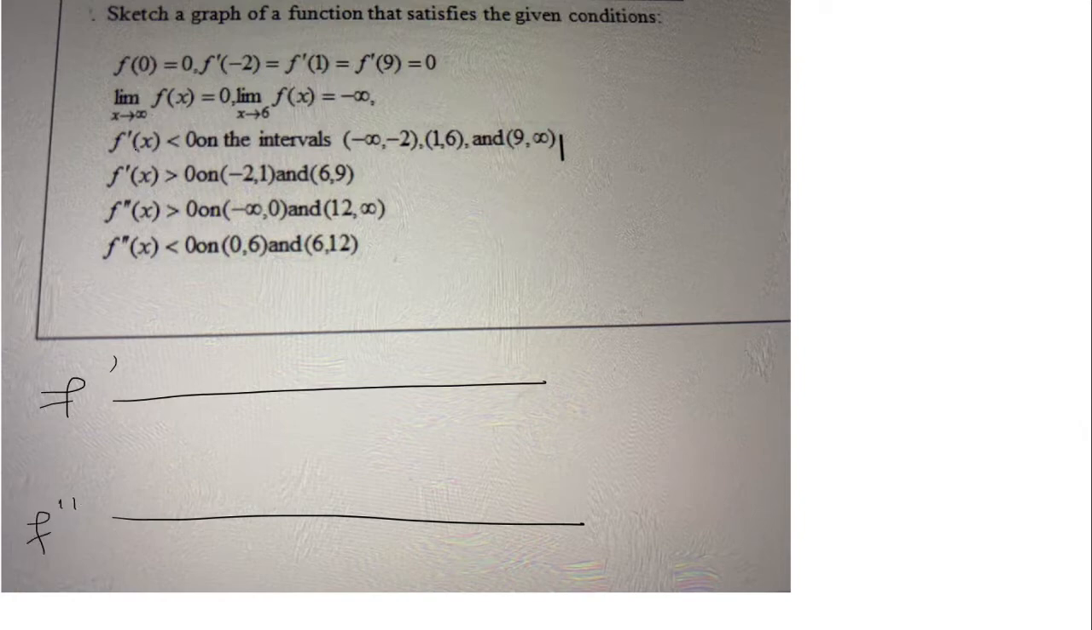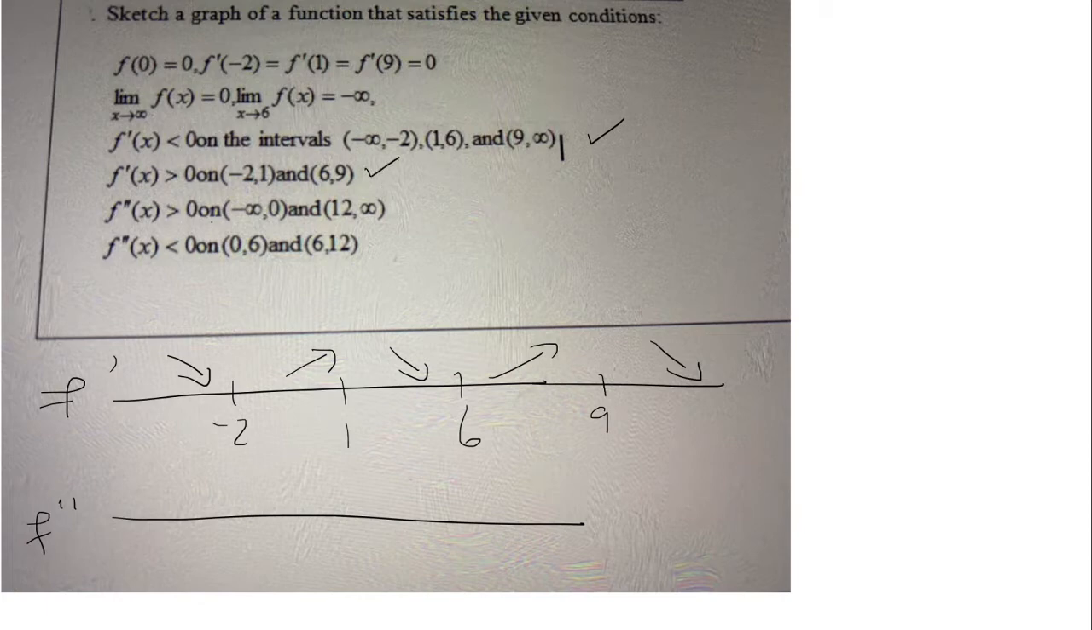So the derivative is less than 0 between negative infinity and negative 2. That means it's decreasing. From negative 2 to 1, it's positive, so that means it's increasing. And then from 1 to 6, it's decreasing. 6 to 9, the derivative is positive, that means it's increasing. And then 9 to infinity, the derivative is negative, so that means it's decreasing. Okay, so these conditions are met.